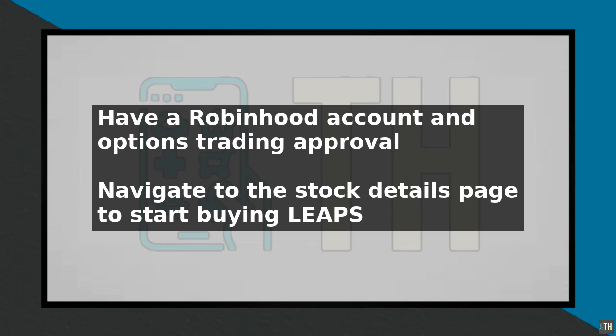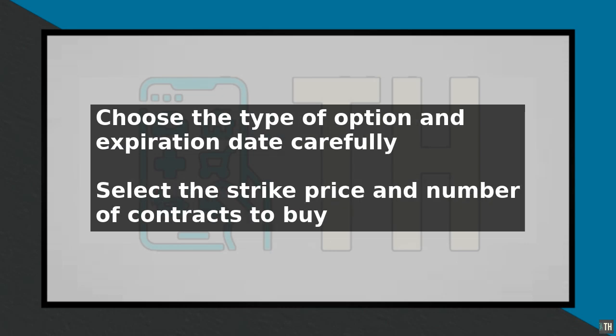To do this, open the Robinhood app and navigate to the stock you are interested in buying LEAPS for. Tap on the stock to go to its details page. Then tap on the Trade button. From the Trade button, select Buy and then select Options. This will take you to the Options trading page, where you can choose the type of option you want to buy, either a call or a put.